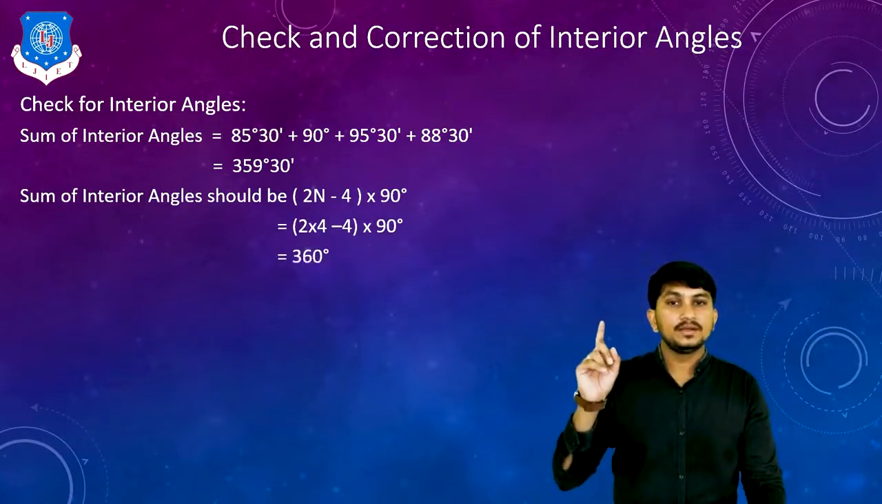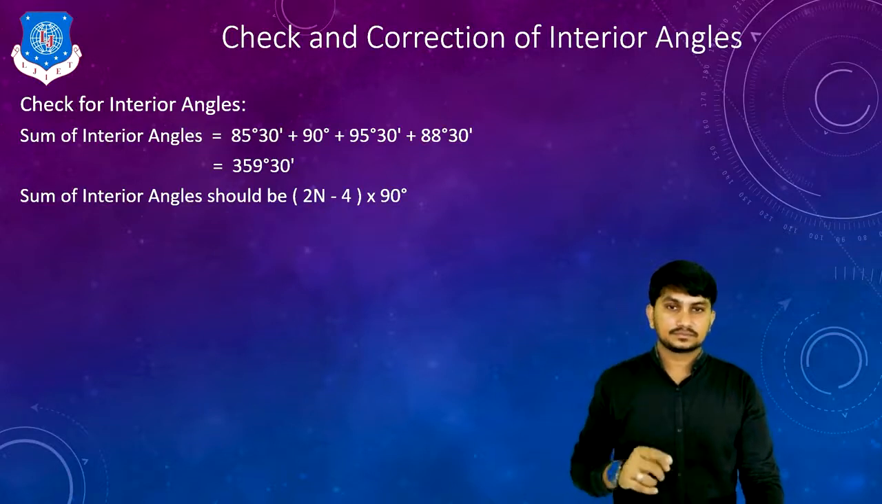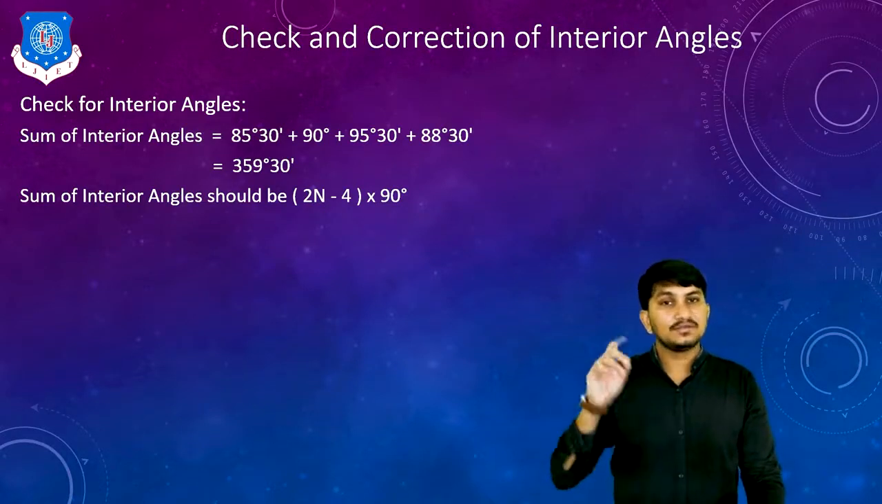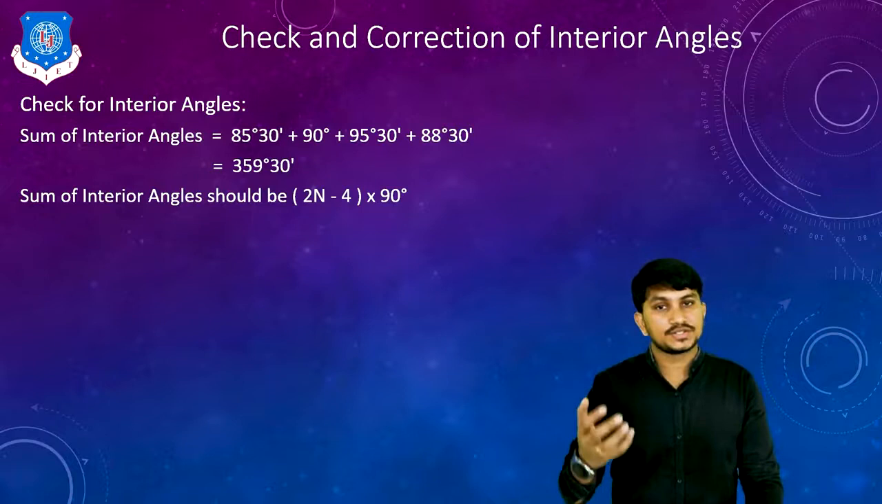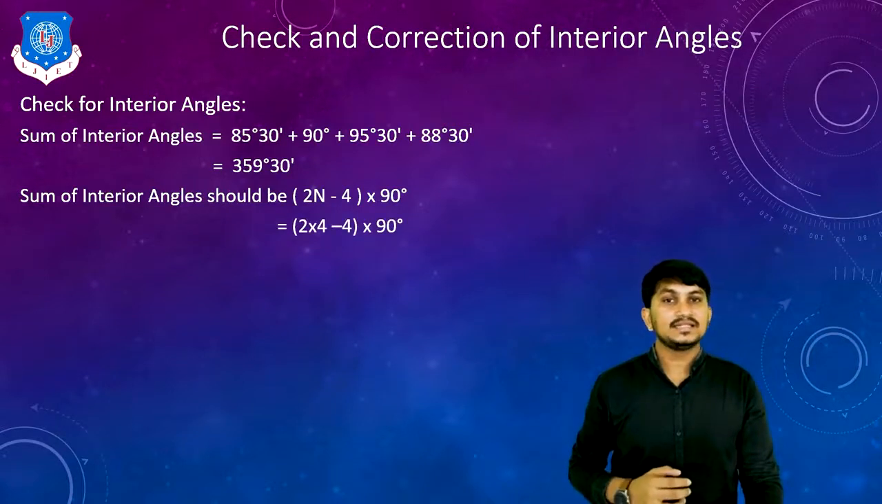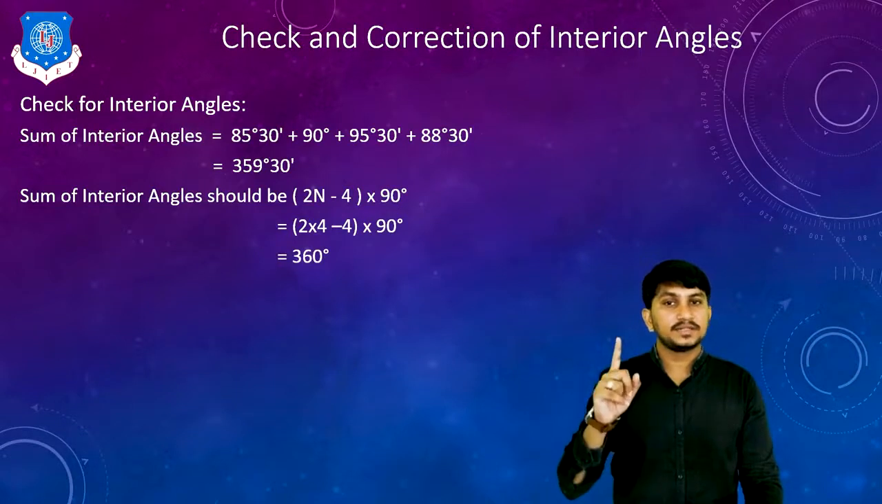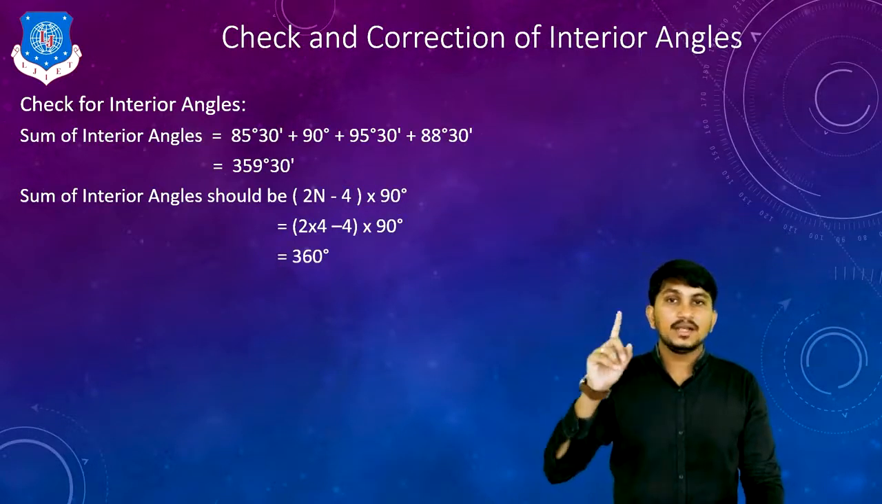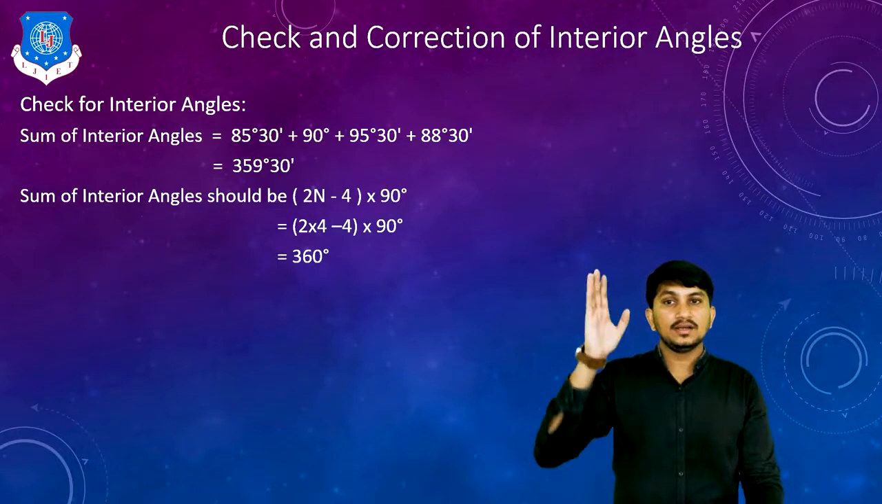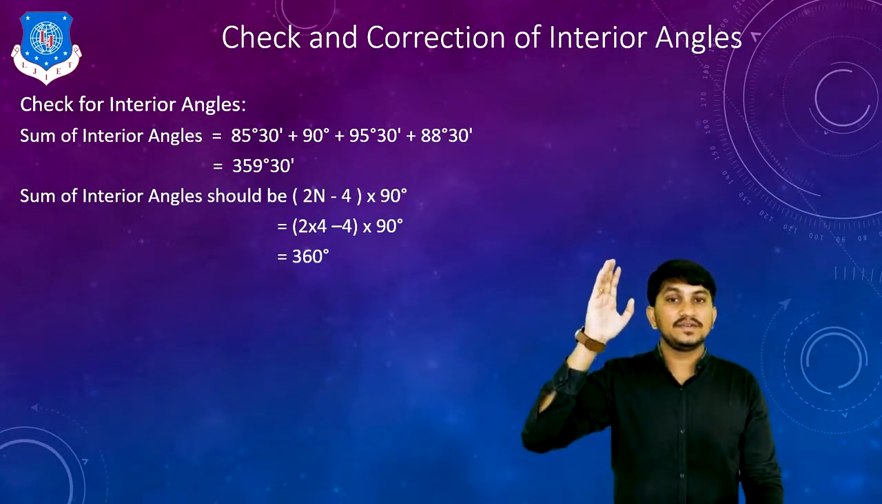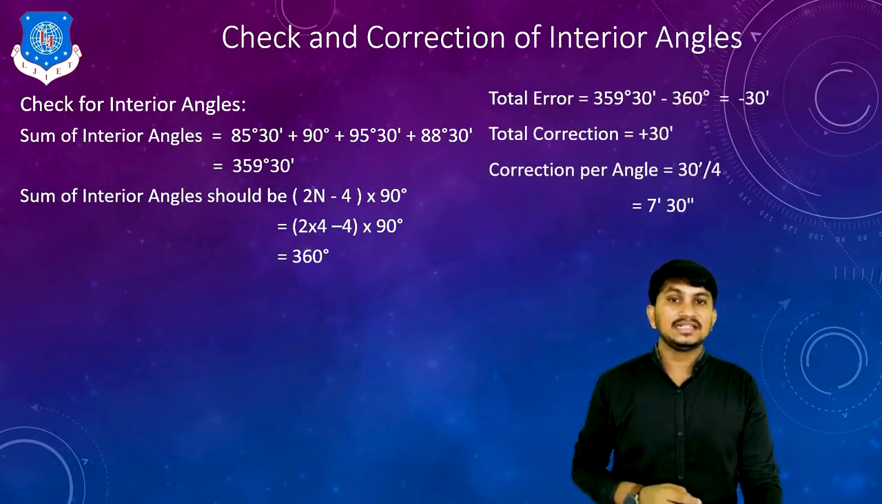Here n is equal to the number of lines or number of stations. Here n is equal to 4. So (2 times 4 minus 4) times 90 degrees is 360 degrees. So the sum of interior angles should be 360 degrees. Here our sum of interior angles is 359 degrees 30 minutes. So there is an error.